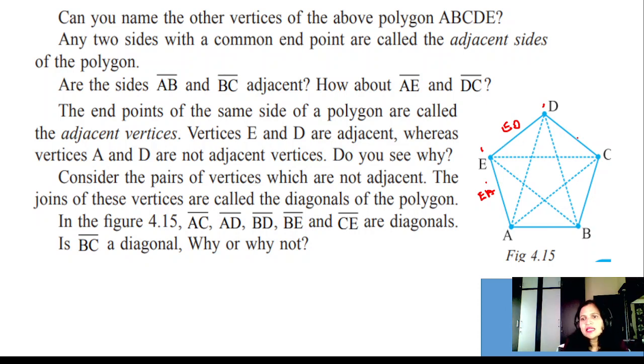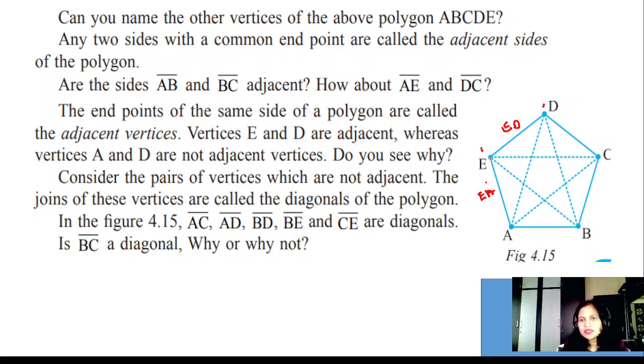Suppose DC is a side. For this side, two vertices it has. Those two are called the adjacent vertices, D and C. Okay. Consider the pair of the vertices which are not adjacent. The joins of these vertices are called the diagonals of the polygon.